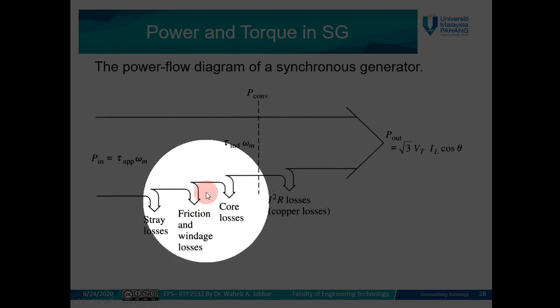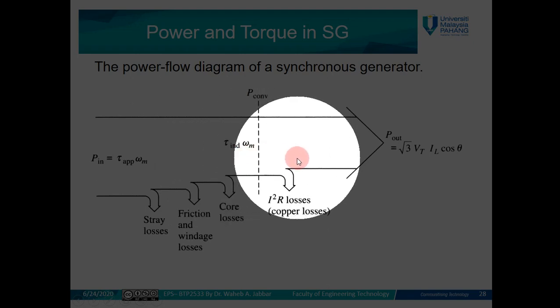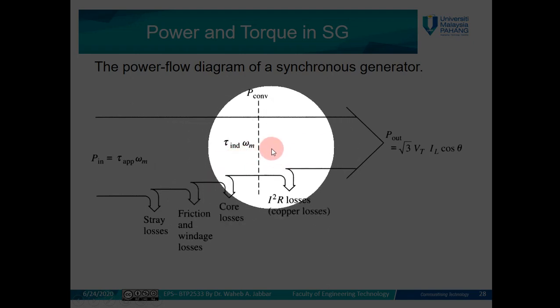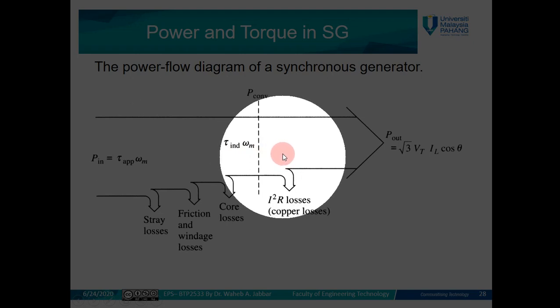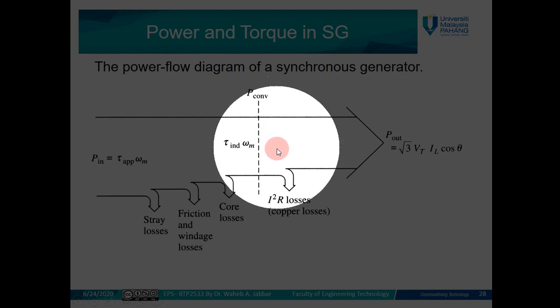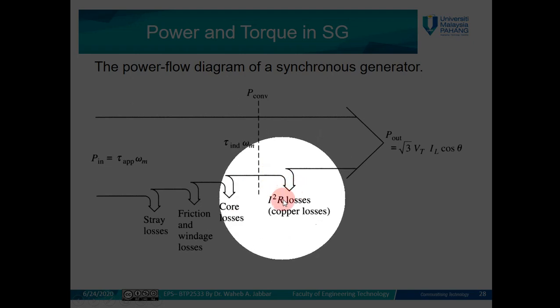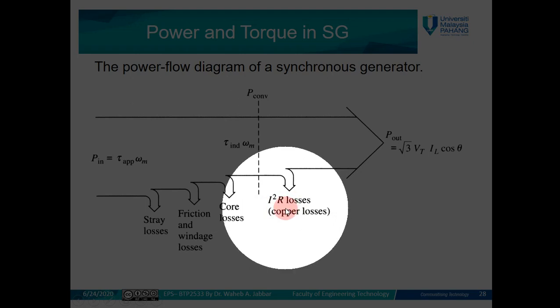The rest of the power is transferred from the rotor winding to the stator winding, from the rotating part to the stationary part of the synchronous generator. We call it P converted. After P converted is transferred from the rotor, or field, to the armature winding, there will be some losses in the stator winding. We call it the copper loss, which is I squared R, depending on the stator winding resistance.